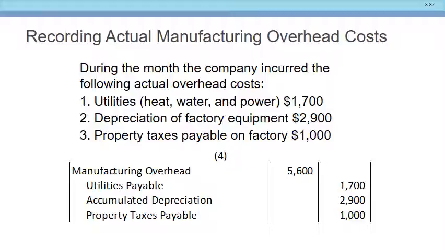Okay, and so we've got our indirect materials. We've got our indirect labor, 12,000. I'll call that IL. And we've got our other. That's lining up in my manufacturing overhead account, isn't it? Okay, good.